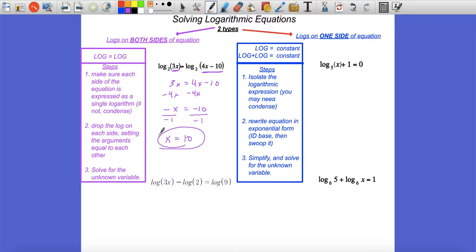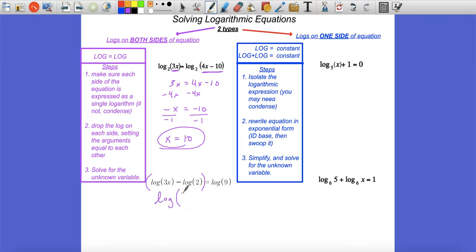So easy peasy there. Now for this one, same idea. We still have logs on both sides, so we're going to have to use these steps. But we want to make sure again that each side expresses a single log. Well, this side is not. But this side can be condensed like we did last lesson. So remember, when we have log of something minus log of something else, you can condense these into a single logarithm.